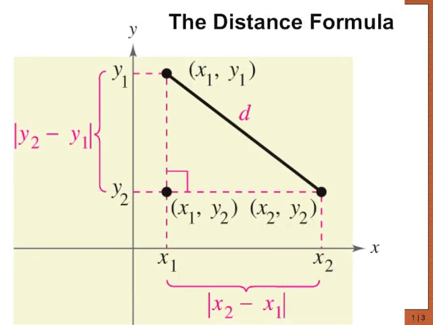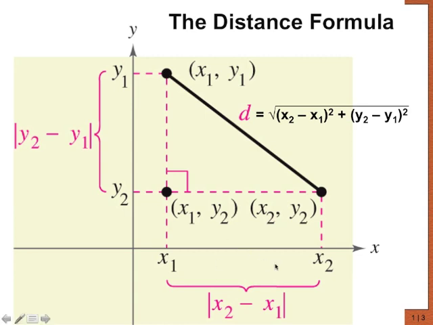All right, let's look at the distance formula. Again, you've seen this many times, but it doesn't hurt to look at it again. The distance formula is just the formula for the distance between 2 points, and it's based on the Pythagorean theorem. The distance formula is d equals the square root of (x2 minus x1) squared plus (y2 minus y1) squared.